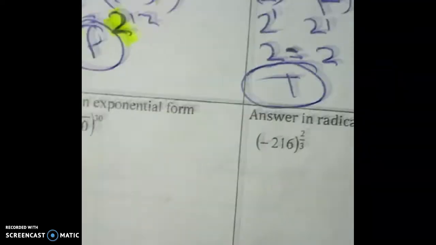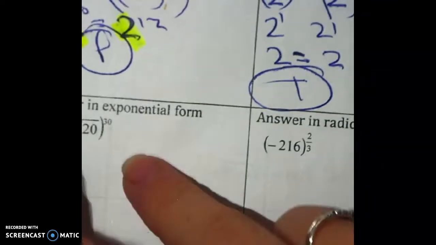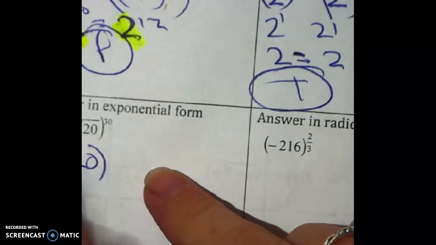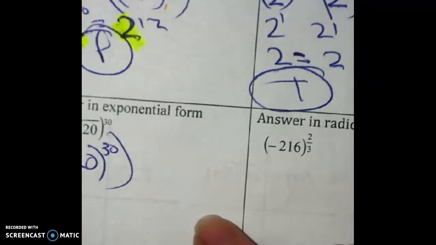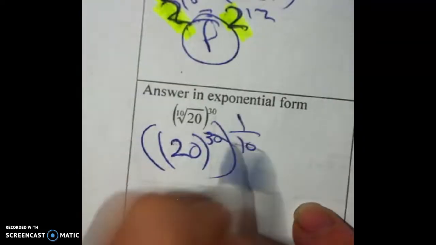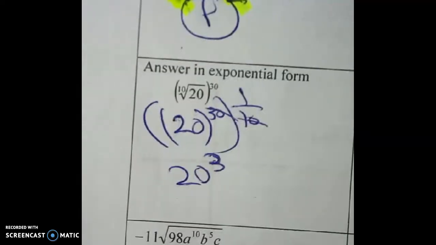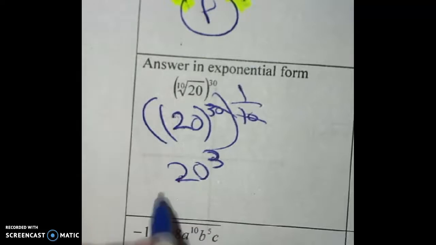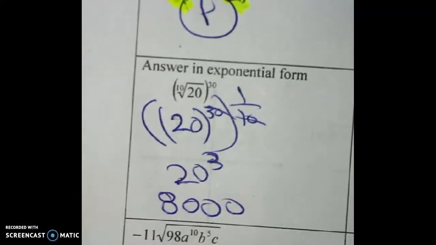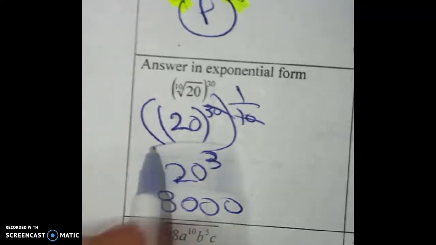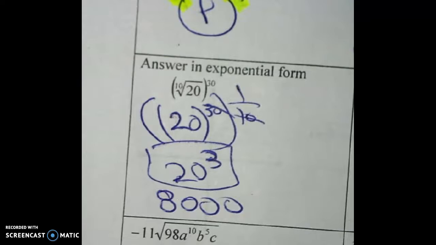All right. They wanted the answer in exponential form, so 20 to the 30th to the 1/10. 10 goes in 3 times. And they said they want the answer in exponential form. So if they want it in exponential form, you're done. But if you want to multiply it out, 2 times 2 times 2 is 8 with 3 zeros. Okay? But if it says this is what they want, that's as far as you've got to go.